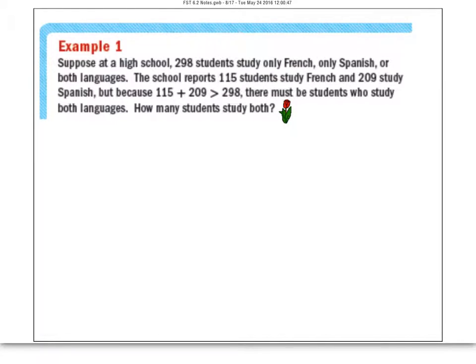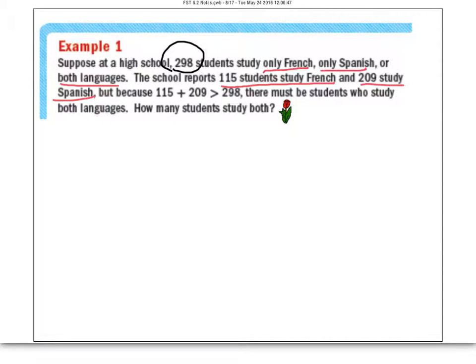Now in this problem, we're at a high school. There's a total of 298 students, and they study either only French, only Spanish, or both languages. So they are going to be part of some language. The school says that 115 study French, 209 study Spanish. But if you think about it, if you add 115 and 209 together, that actually exceeds the number 298. So that means there must be students who study both languages.